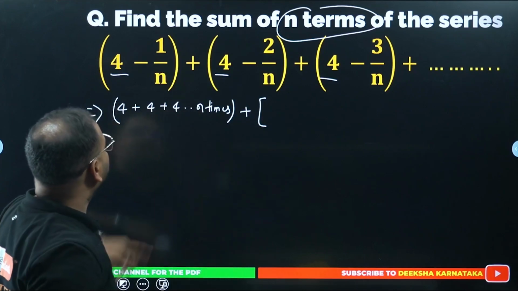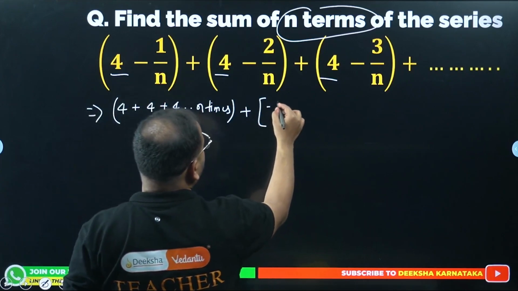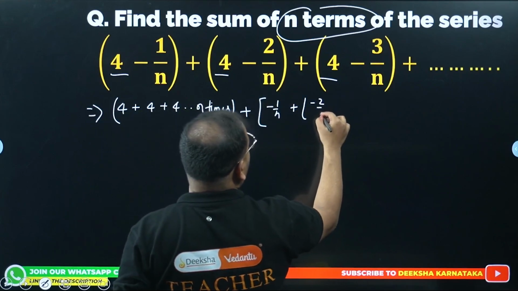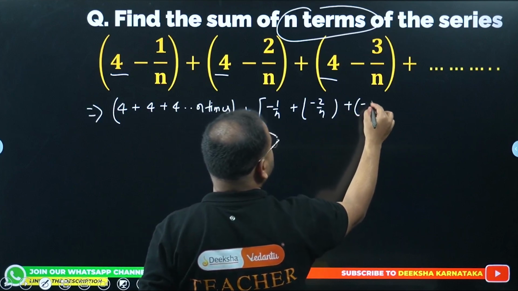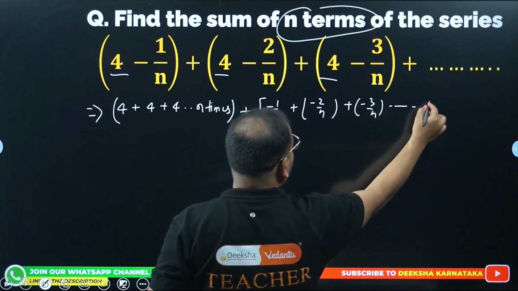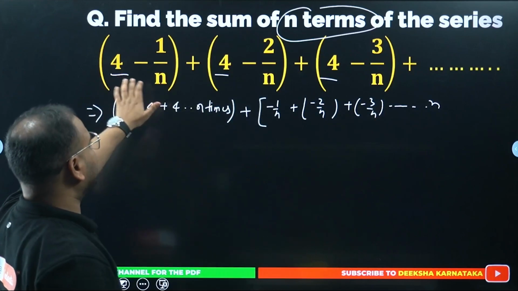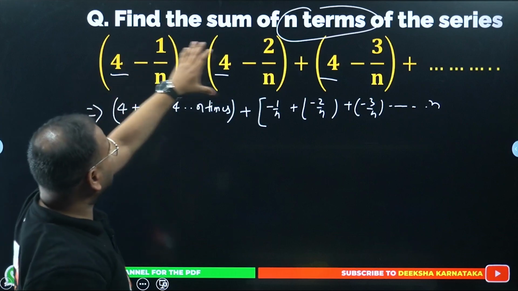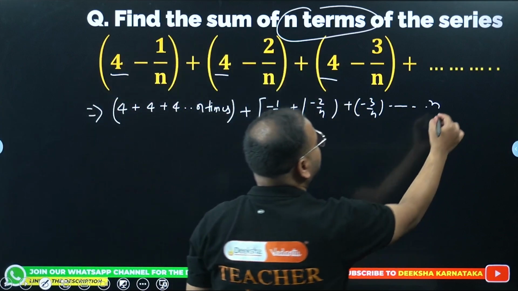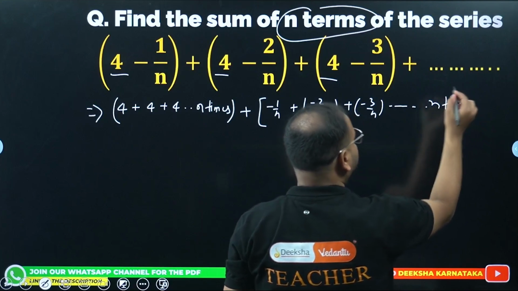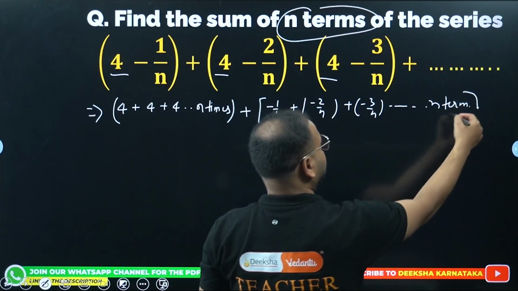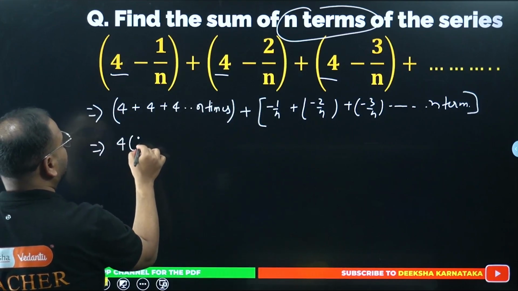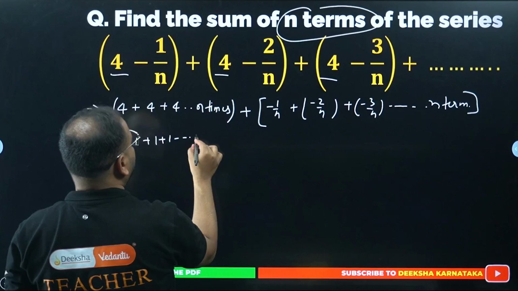What is there here then? The left part is from the first term, minus 1 by n, plus over here minus 2 by n, over here minus 3 by n. How many times? Again n times, no, because if 4 is coming n times, the entire bracket is coming n times, right? So if 4 is coming n times, it means these parts are also coming how many times? N terms. Okay, close this big bracket over here. Now take 4 common. What is here? 1 plus 1 plus 1, how many times? N times.